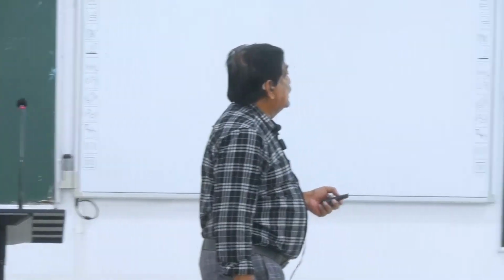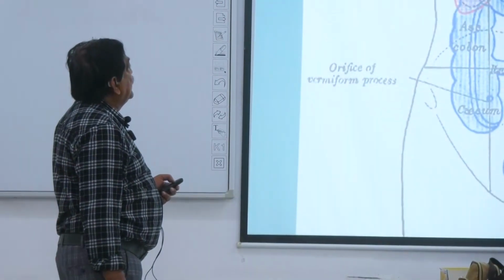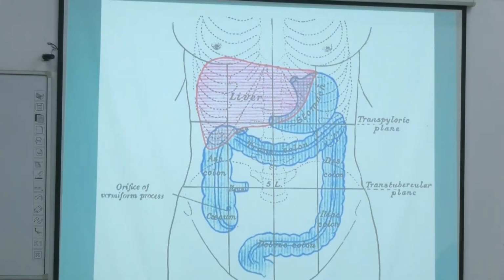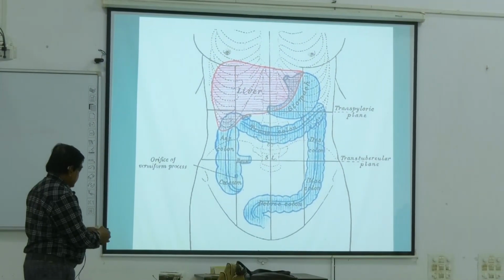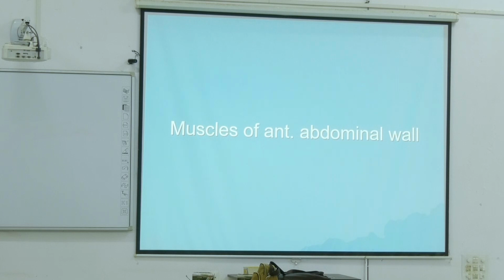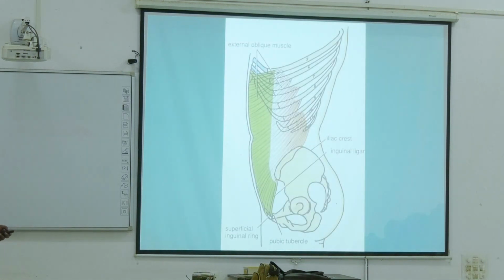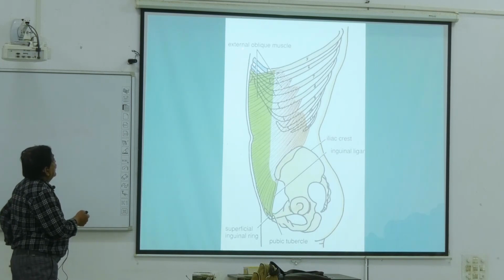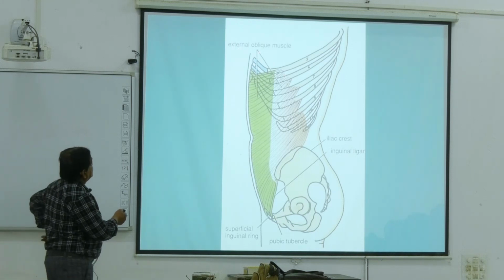Now, with modern thoughts, I'll go and see the organs of the abdomen. Muscles of the anterior abdominal wall. Now the muscles: the rectus abdominis, external oblique, transversus abdominis, internal oblique. Now I just want to show you. See the origin of the muscles.